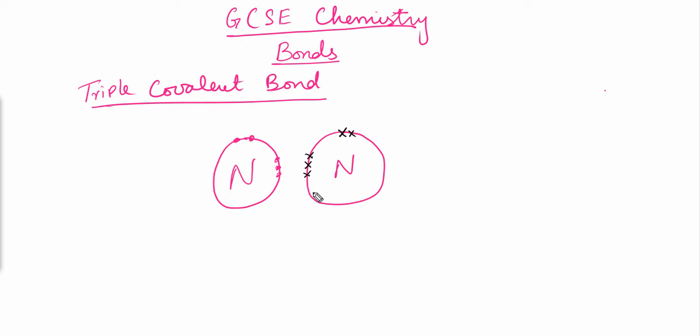So now they will share their 3 electrons with each other to stabilize themselves, because both the nitrogens need 3 more electrons to stabilize themselves. So 5 plus 3 will become 8. So this will be 1 sharing, here will be the other sharing, this will be the 3rd sharing. So they have shared 3 electrons with each other to stabilize themselves, and such a bond is called the triple covalent bond. It is represented by these 3 parallel lines, and this is called the triple covalent bond.